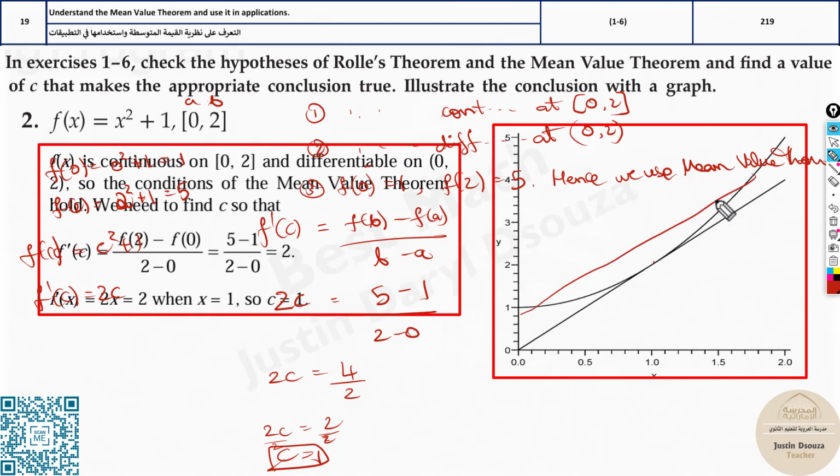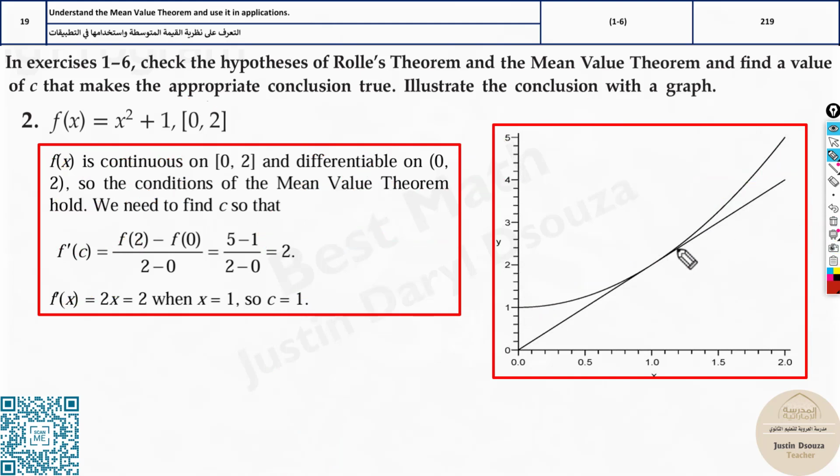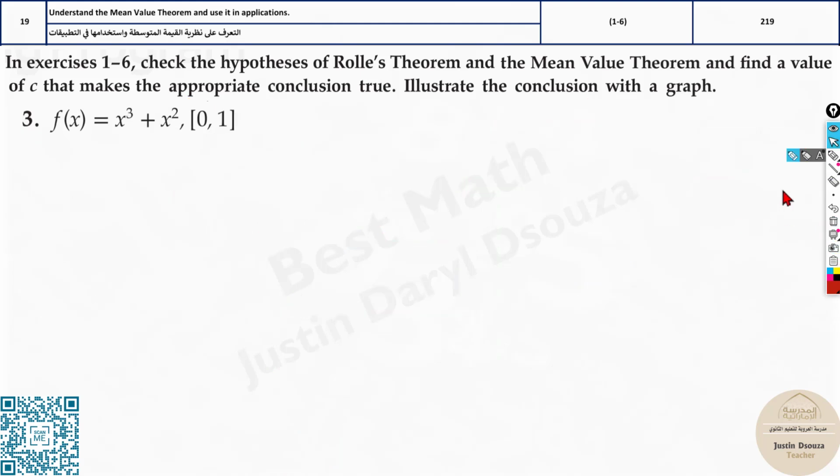Now if you draw a line like this, what does this mean? This is a secant line, which touches more than one point. When it touches only one point, it's a tangent line. The same concept is going to be continued.